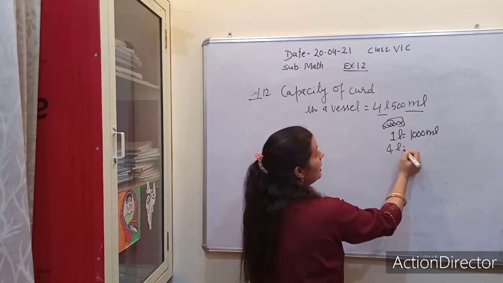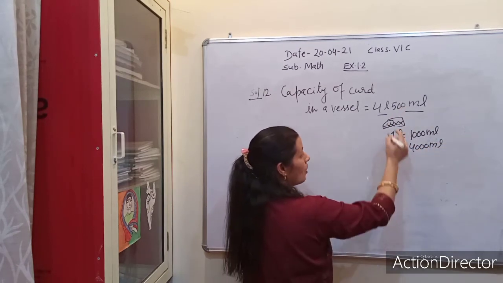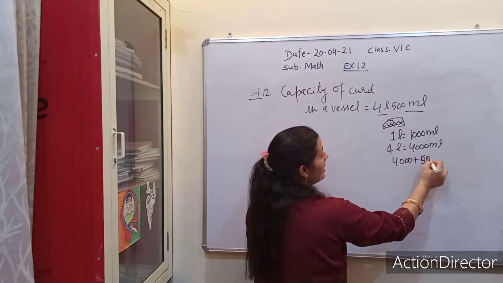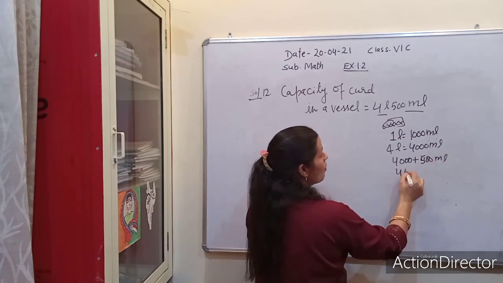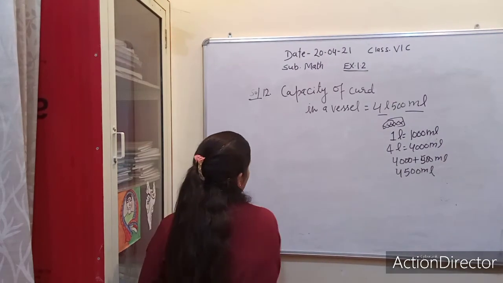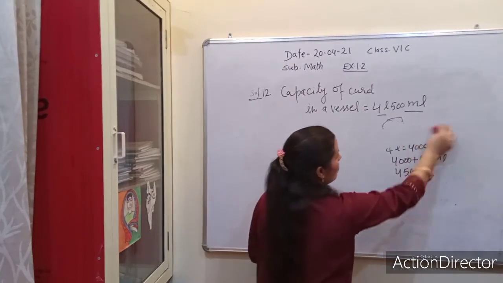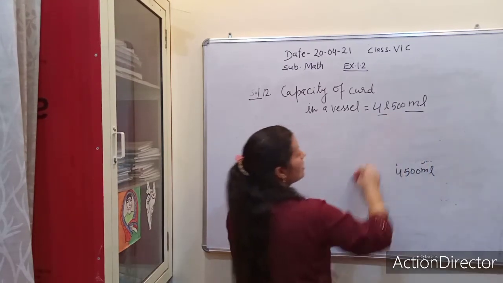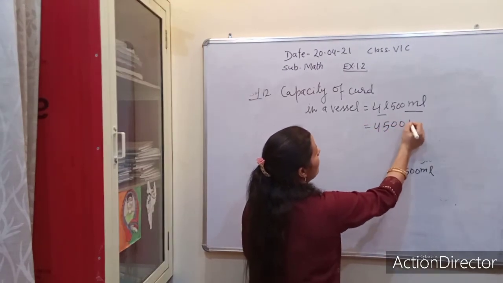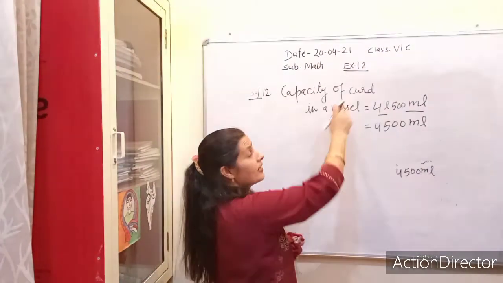So 4 liters will be 4000 ml. We have 500 ml already. So we will add 4000 ml with 500 ml. Okay, it will become 4500 ml. Got it? So instead of 4 liters 500 ml, we can write here 4500 ml. Okay. So I am writing here 4500 ml. This is the capacity of the vessel where curd is kept.